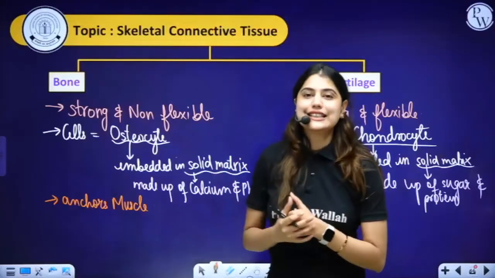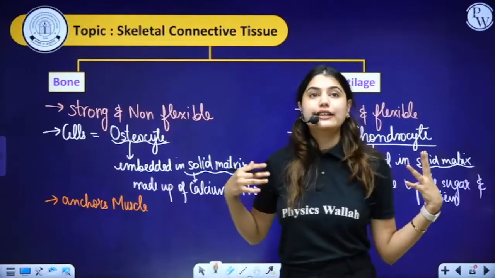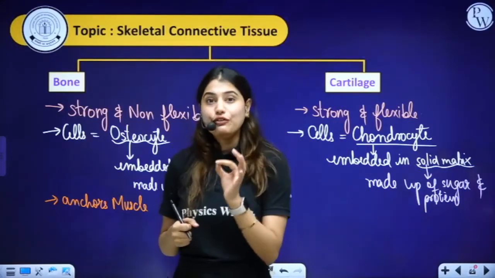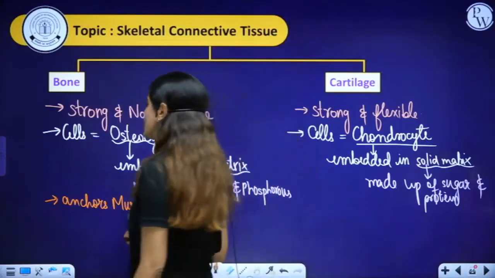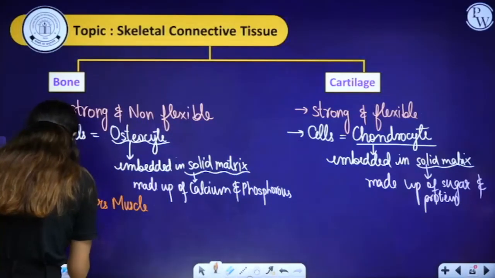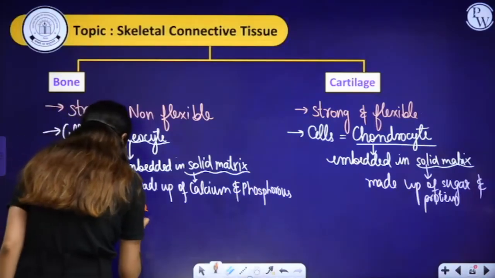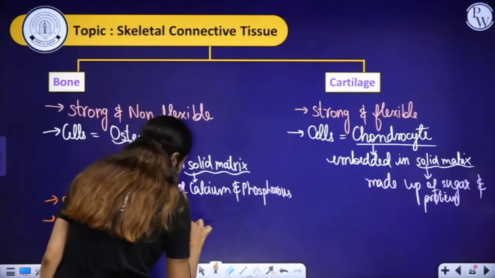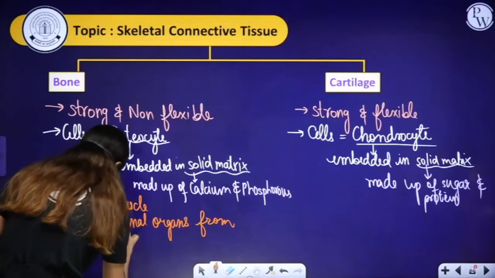What else is this bone doing? This bone basically will be protecting our organs. You see our ribs, and inside the ribs we can find the lungs and the heart are protected. So I can say it will protect the internal organs from any injury.